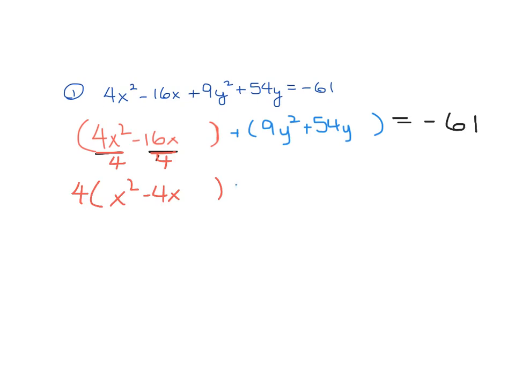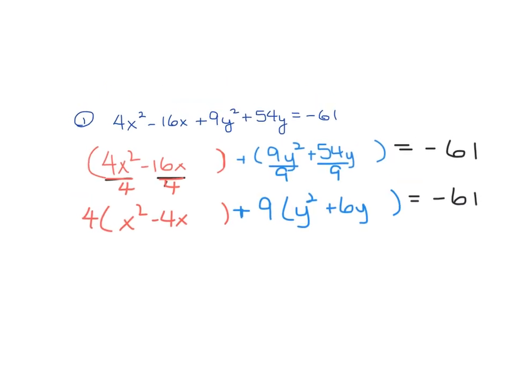Then I'm going to do the same thing on the blue. I'm going to factor out, or divide everything by, 9. So then I get y squared plus 6y. Leave the little blank space, and then it still equals the negative 61. The second step for completing the square is to take the b term, divide it by 2, and square it. And that's what I'll be adding to both sides. So my b term here is the negative 4x. So I'm going to divide it by 2, square it, and then I'm adding 4 in my blank space.